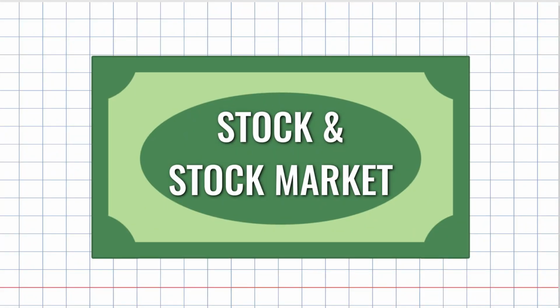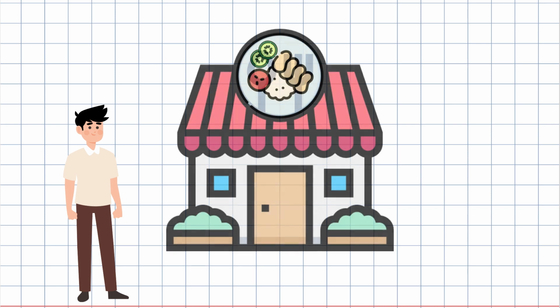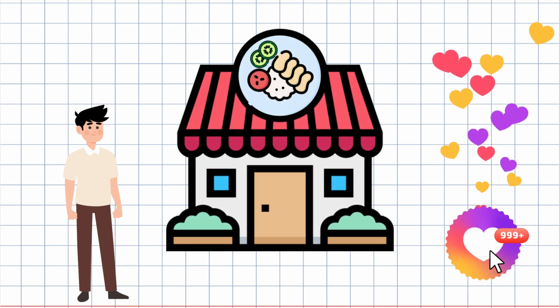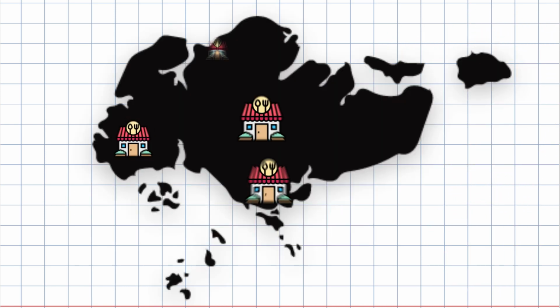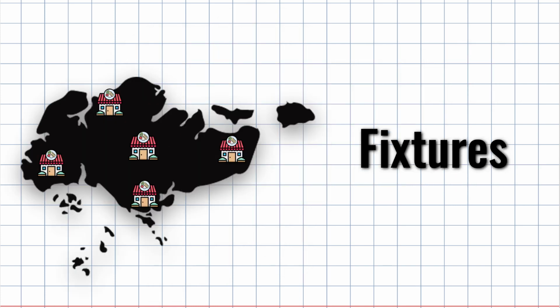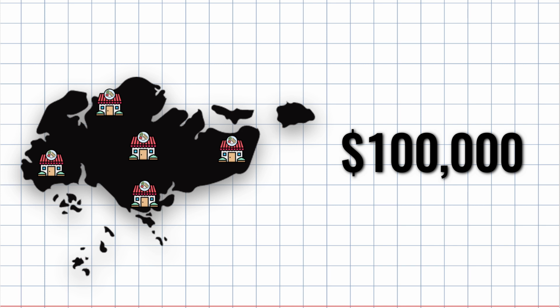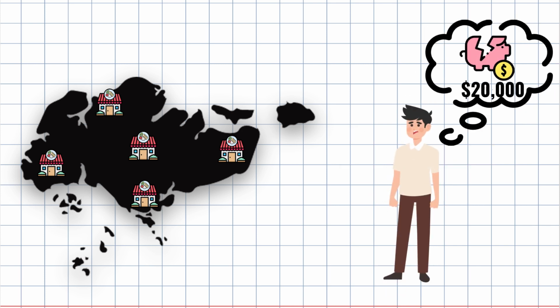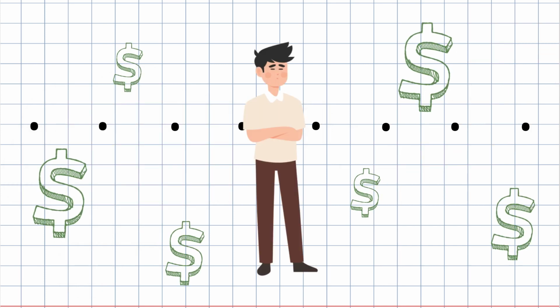Stock and stock market. Let's take Jason and his business as an example. Jason owns a popular chicken rice restaurant and he wants to expand his business. He calculated the resources needed and figured that he would need a total of $100,000. But he only has $20,000. So how can he get that money without borrowing and accumulating interest?